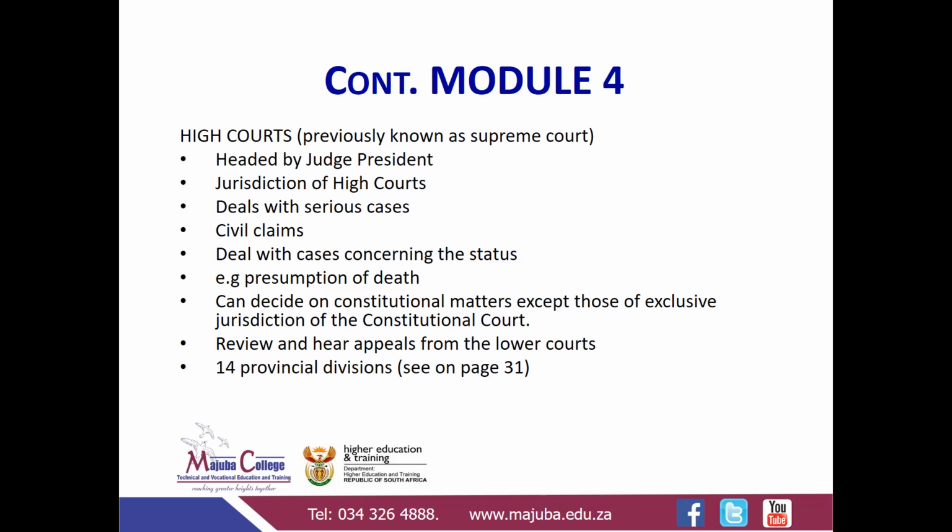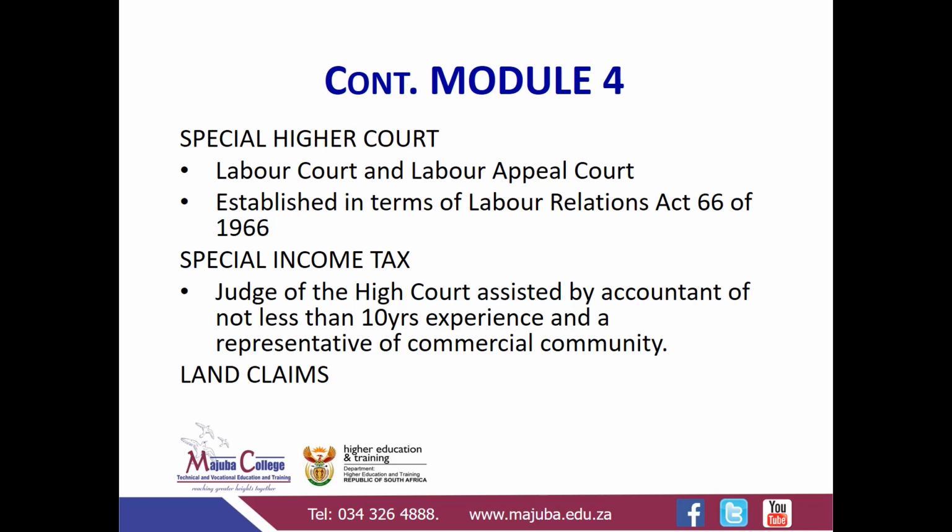There are 14 provincial divisions. You can see them on page 31 in your book, right? Still on higher courts, there are also special higher courts. Special higher courts, we refer to the Labour Court and Labour Appeal Court, right? They are established in terms of the Labour Relations Act 66 of 1996. We also have a Special Income Tax Court. It also carries the status of a high court, though the people who preside there are judges, right? The judge of the High Court must be assisted by an accountant of not less than 10 years' experience and a representative from the commercial community, right?